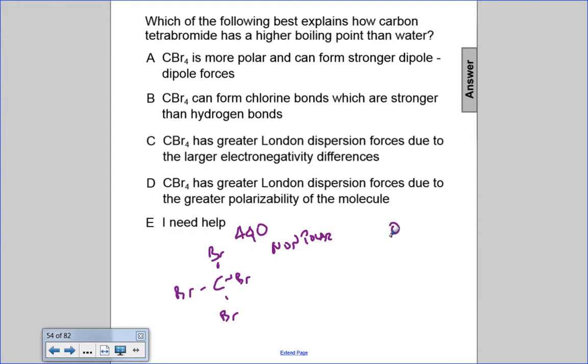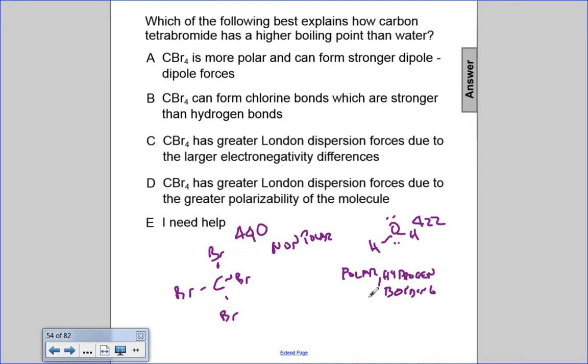Then we have water. Four, 2, 2. Therefore, it is polar. And because you have hydrogen bonded to oxygen, it can have hydrogen bonding. In fact, we know that water's properties are what they are because it exhibits hydrogen bonding. Yet, in this case, carbon tetrabromide has a higher boiling point than water.